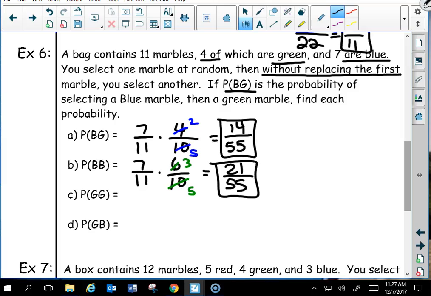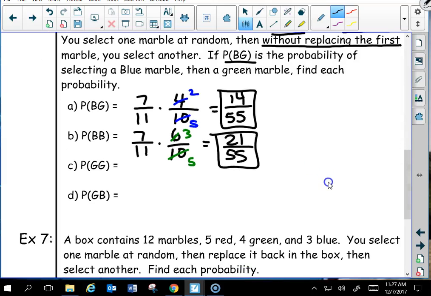Probability of picking a green and then a green. Same idea, only now we're working with the 4 greens. So 4 out of 11. And then the green and the number of marbles goes down by 1. 3 out of 10. That looks like it's 12 out of 110. Oh, 6 out of 55.